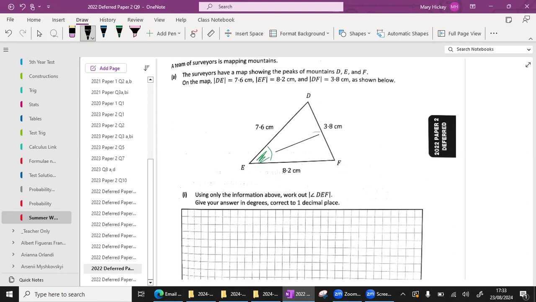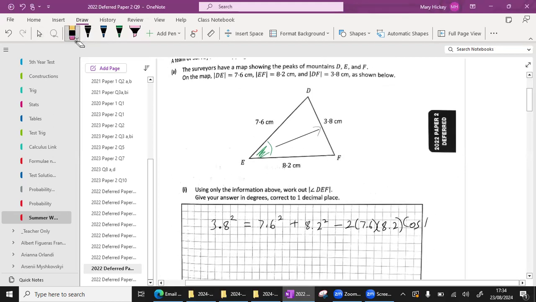Well, you always start with the side opposite the angle. So you should be writing down your cosine rule from your log tables. I'm just speeding it up a little bit, but please do always write the formula from your log tables. So 3.8 squared is equal to 7.6 squared plus 8.2 squared minus twice 7.6, 8.2, and then the cos of the angle opposite the side we started with, which is this missing angle. So maybe we'll just call that A for the moment. Actually, sorry, we'll call it E, because it's at E. So I'm just going to keep that as E.